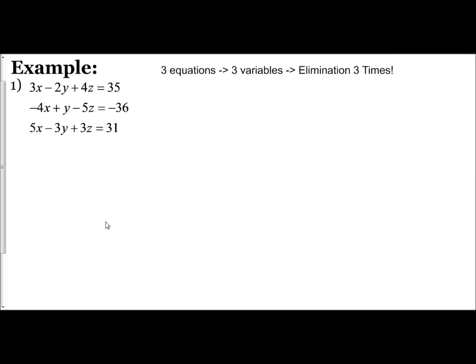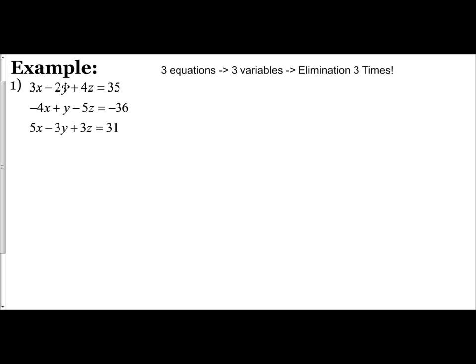And so first thing I want to do is decide, if I'm doing elimination 3 times, which variable do I want to eliminate first? X, Y, or Z. Now technically it doesn't matter, but you always want to choose the easier route. And so I'll look at X first. 3, negative 4, and 5. If I'm going to eliminate these, 3 and negative 4, I'm going to have to multiply both equations to eliminate the X. Negative 4 and 5, I'm going to have to multiply both equations.